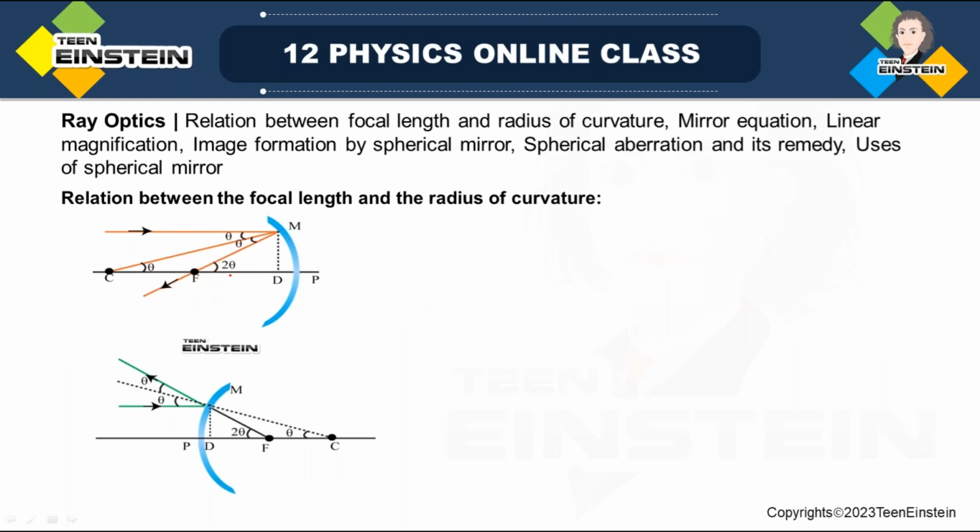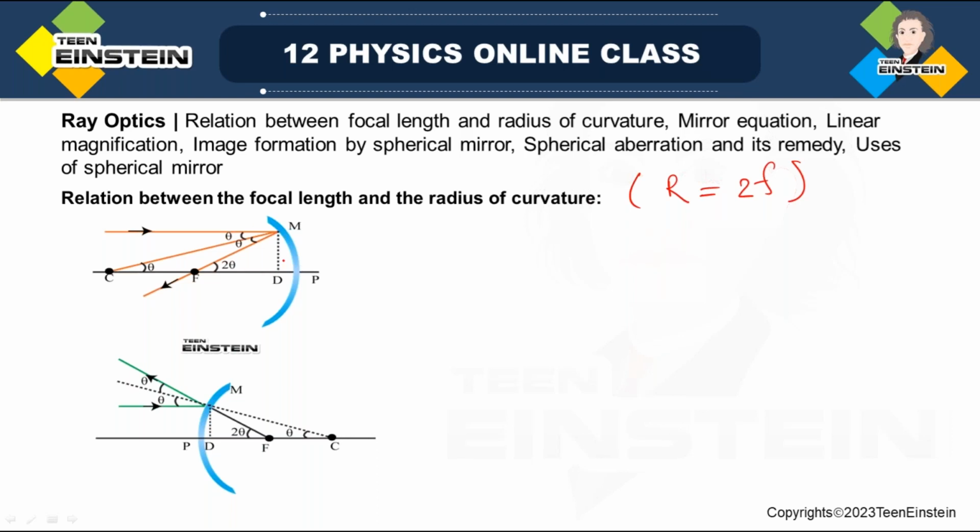Now we are just going to find out the relation between the radius of curvature, that is R, and f. Actually it is R = 2f. That means twice the focal length is equal to the radius of curvature. That is what we are going to establish, or derive, from this particular figure.